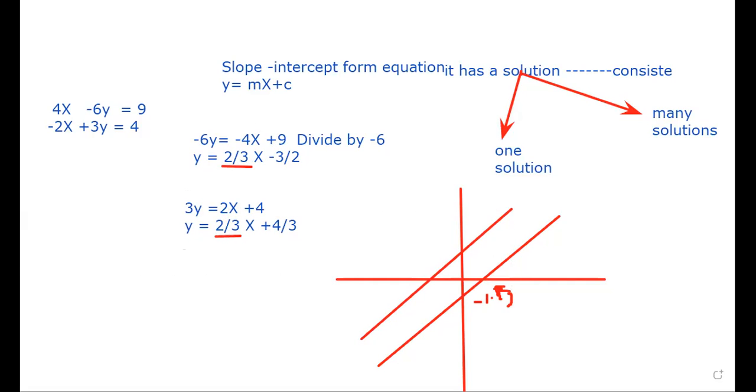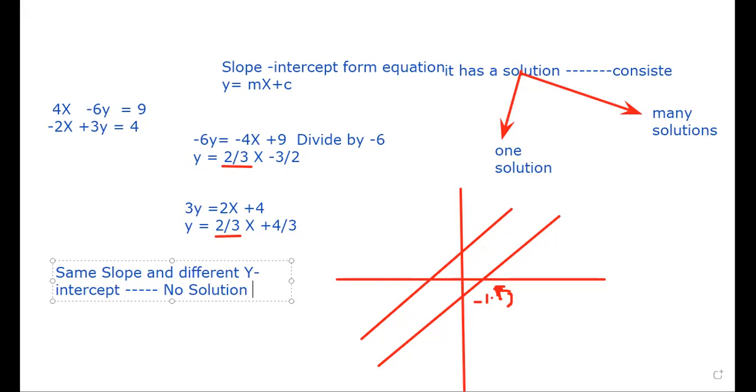So we can find a rule in this case. Once you have the same slope and different y-intercept, then we have no solution. You got this point?